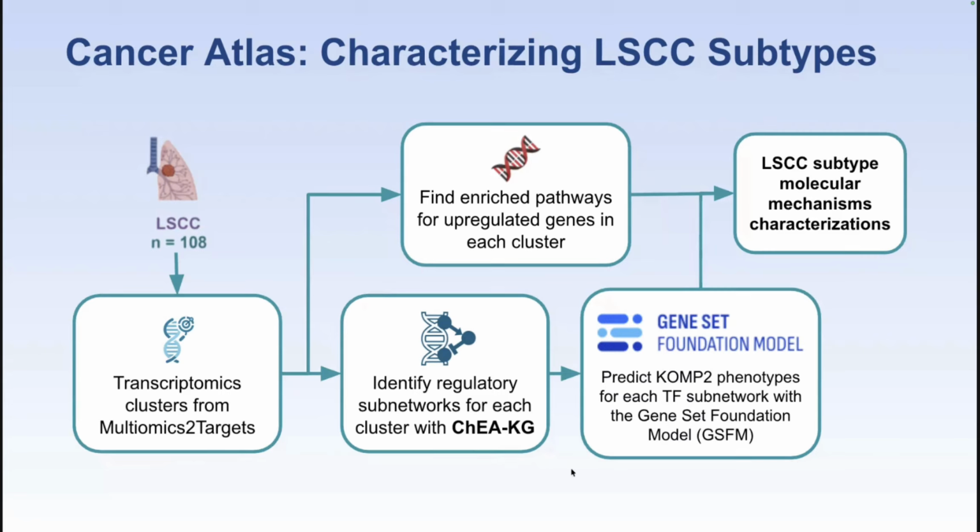So GSFM, which was published last week in the Cell Journal Patterns, is a foundation model that's trained using over 1 million gene sets, and it can be used to reliably predict gene functions. Here we used GSFM to characterize the collective functions of each subnetwork for each cluster of patients. And then we merged these with the results from Enricher in order to characterize each subtype.